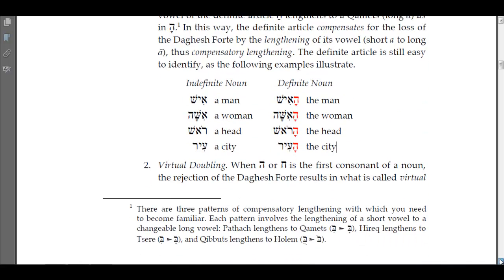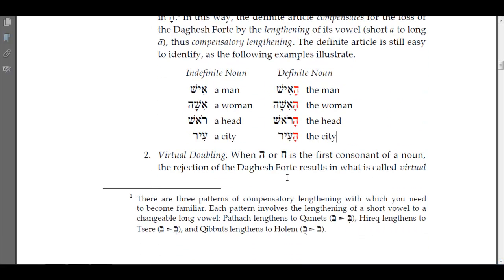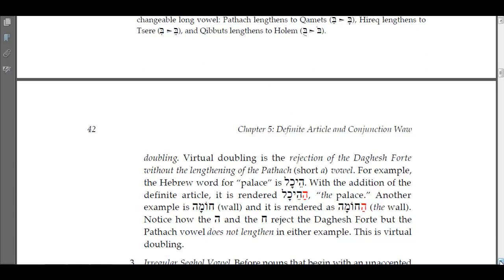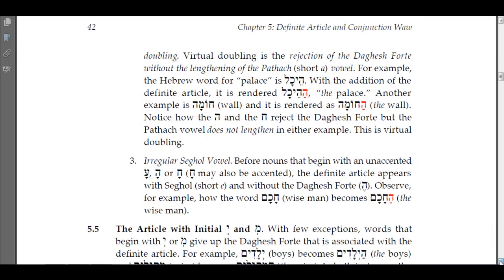Now, rule number 2: when a hey or a chet is the first consonant of a noun, the rejection of the dagesh forte results in what is called virtual doubling. Let's go here to show you what virtual doubling is. Virtual doubling is when it rejects the dagesh forte without lengthening the patak to a qamets. It doesn't lengthen, it remains the same.